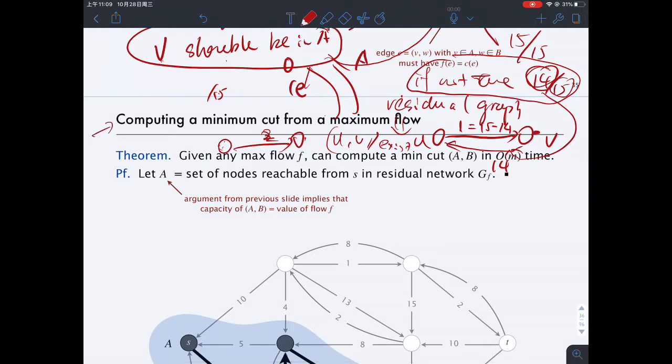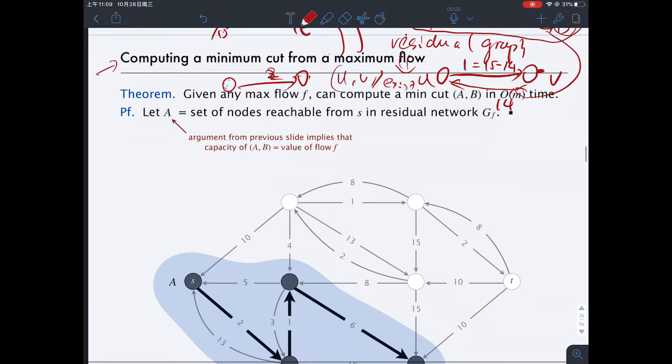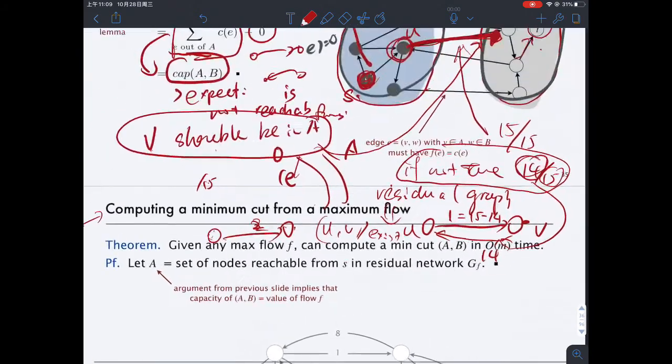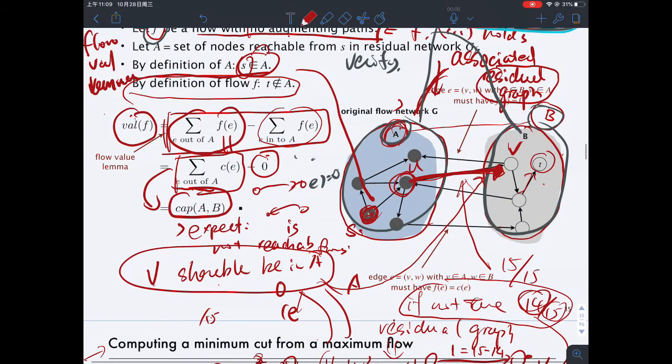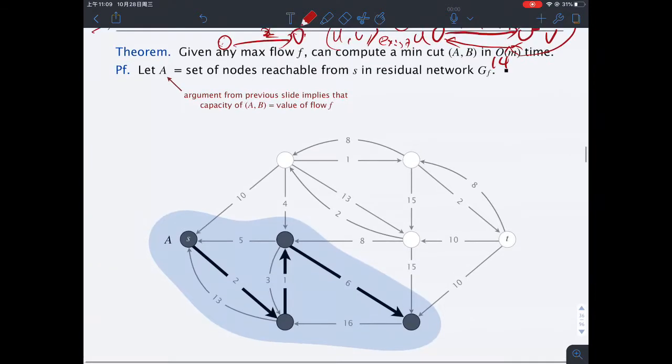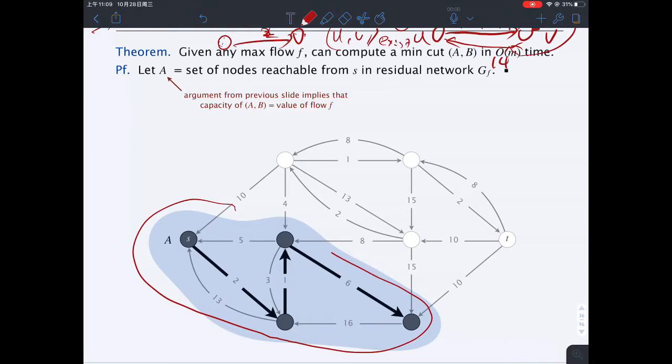So basically this is already done, right? So the next thing the slide is talking about is that if we have a max flow, can we find a min cut? Just by looking at our proof, it seems that when we are given a max flow, we look at the residual graph, we find all the nodes that are reachable from S in the residual graph. That would be our set A, right?